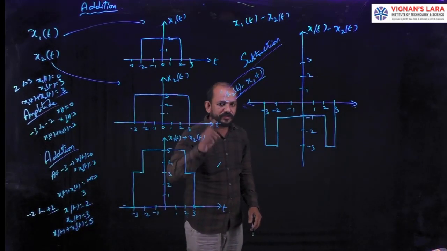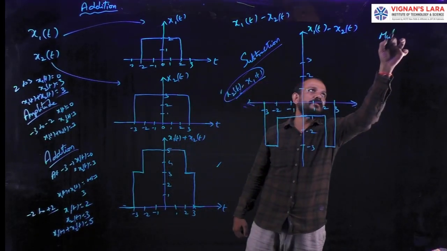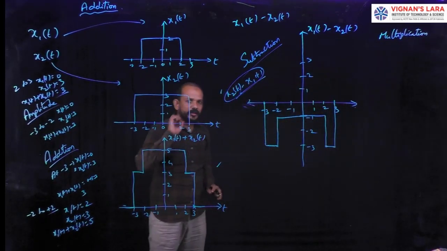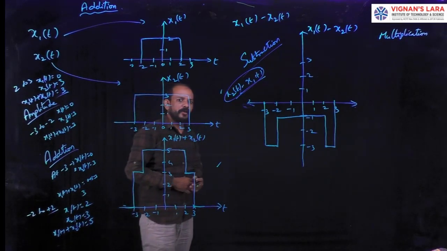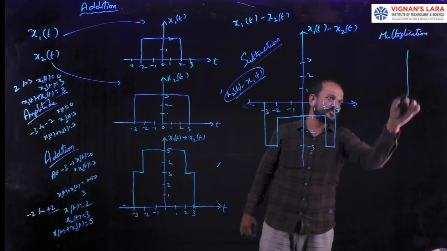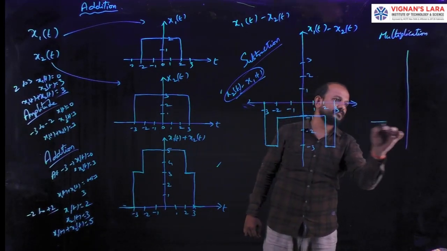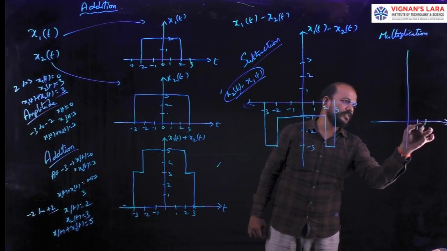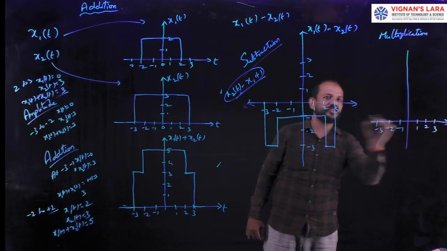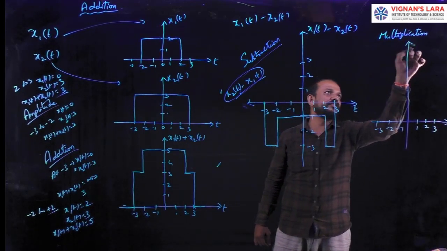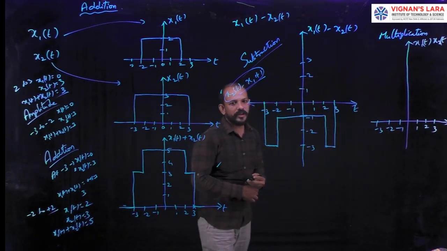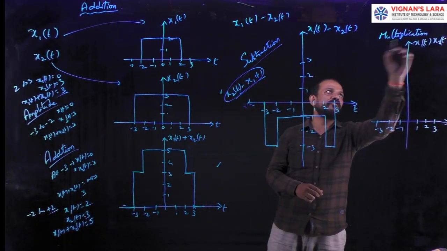Now I will finish with the last one, that is multiplication. Simple one, multiplication. Okay. Now the same signals 1 and 2. I have to perform the operation of multiplication, that is x1 of t into x2 of t. So for that, 1, 2, 3, minus 1, minus 2, minus 3. So this is t, and this one is x1 of t into x2 of t. So I am performing the operation of multiplication.